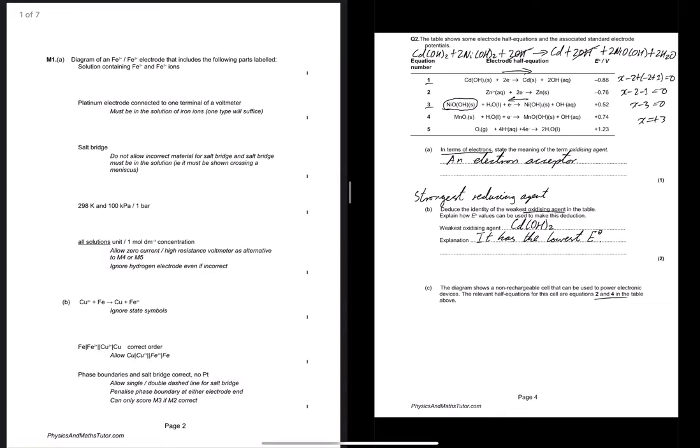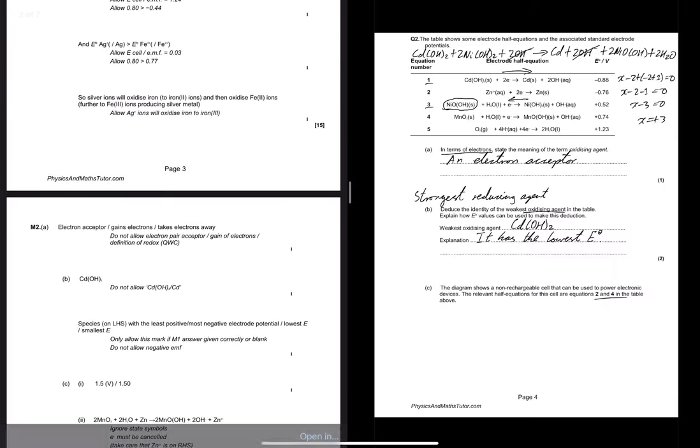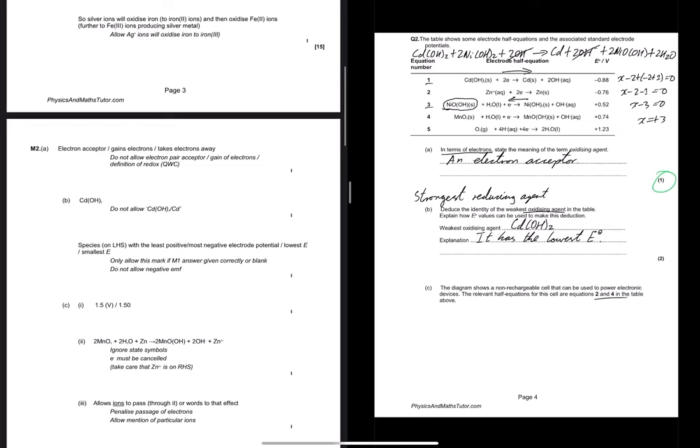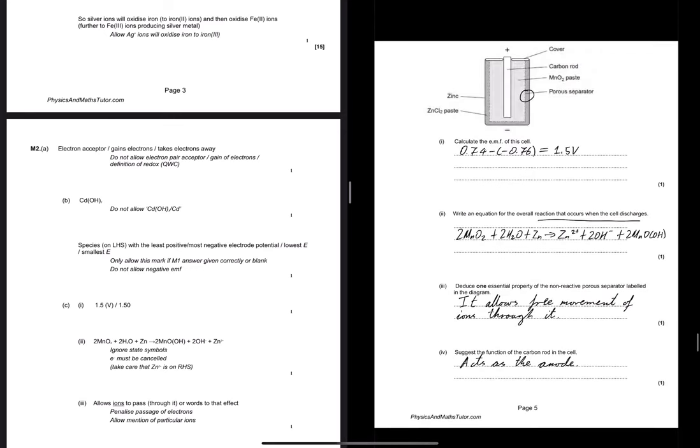Mark scheme. Electron acceptor. This here, lowest electro species on the left hand side with the least positive or most negative electrode potential, or lowest electrode potential. 0.5 volts. 2 MnO2 plus 2H2O plus Zn then goes to 2 MnOOH plus 2OH minus plus Zn2 plus.